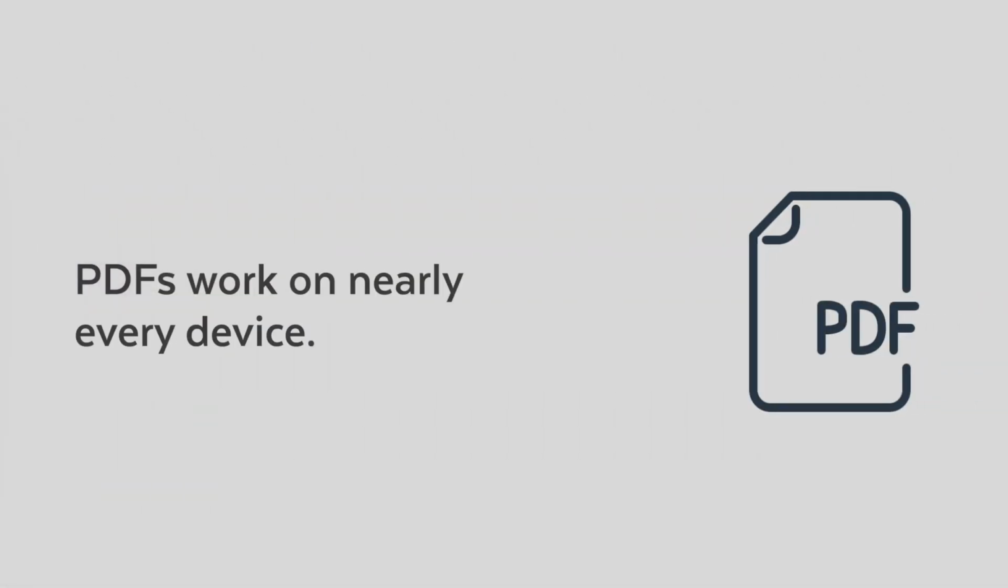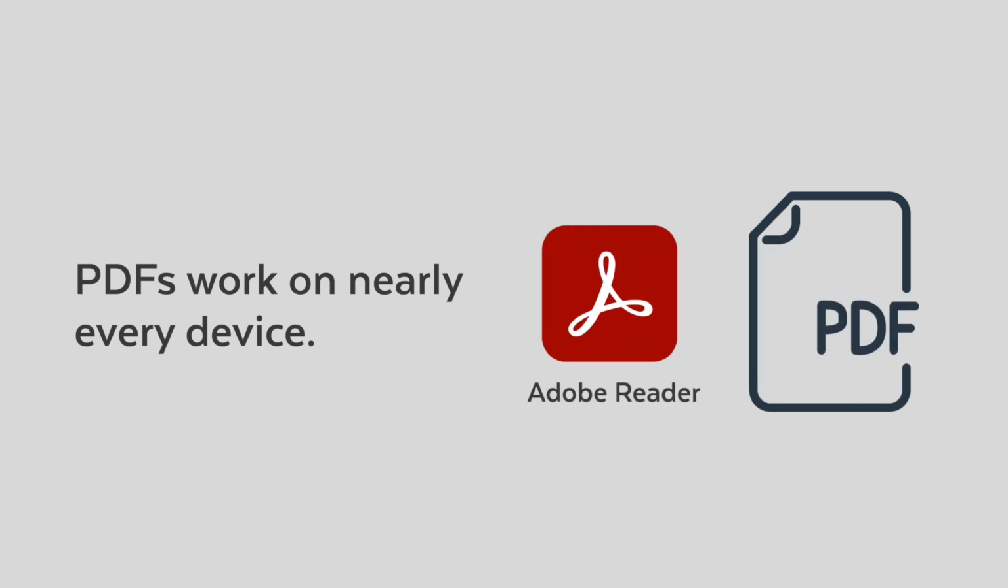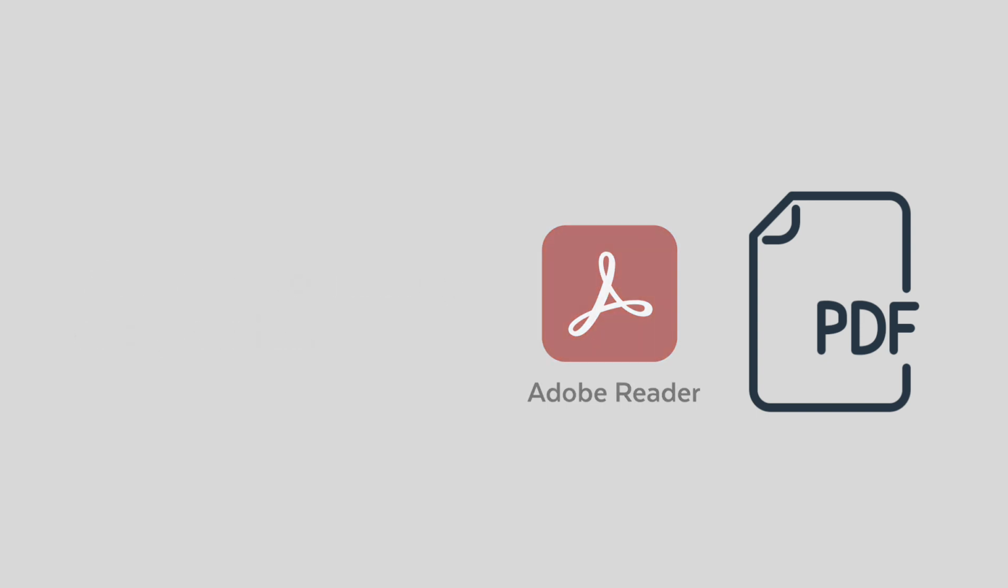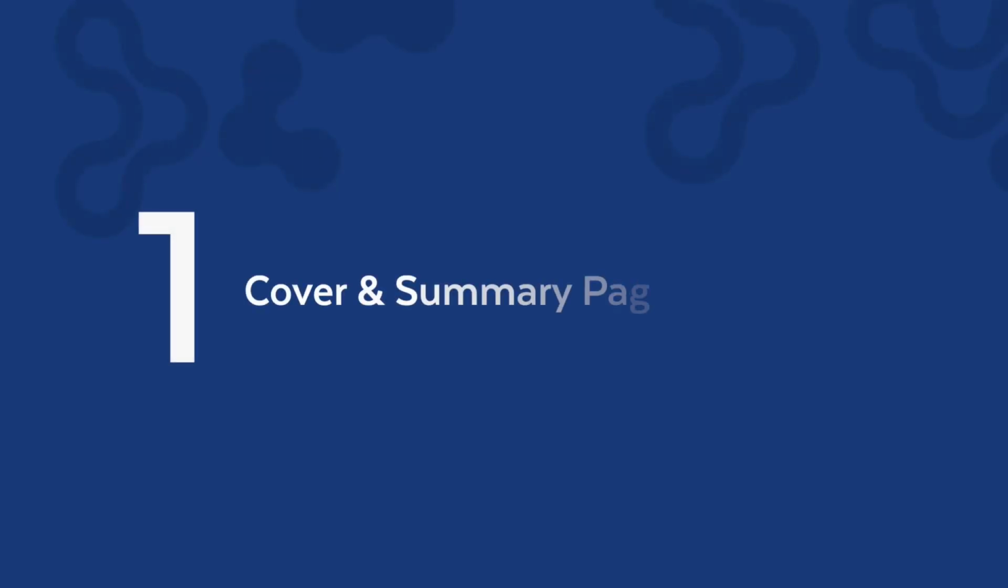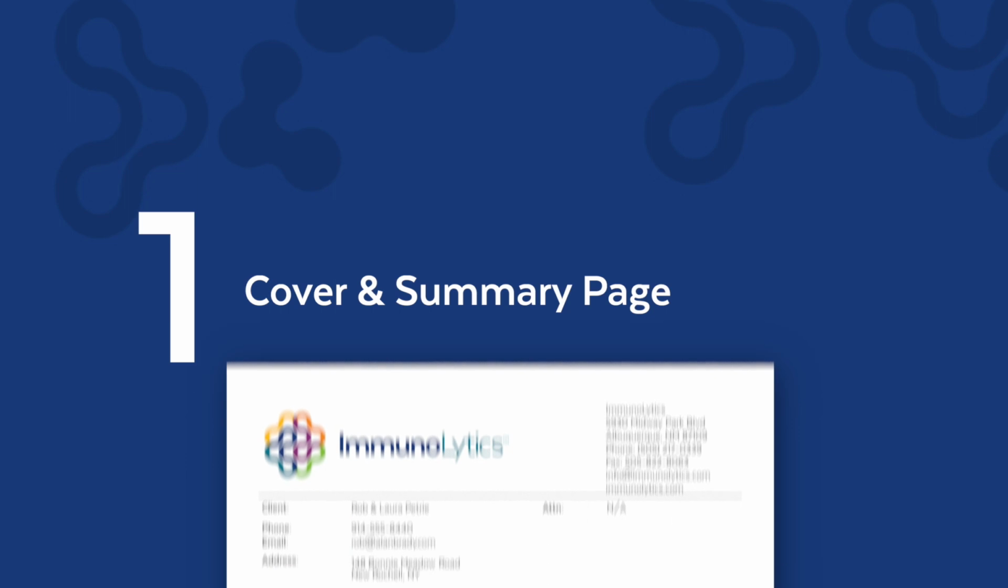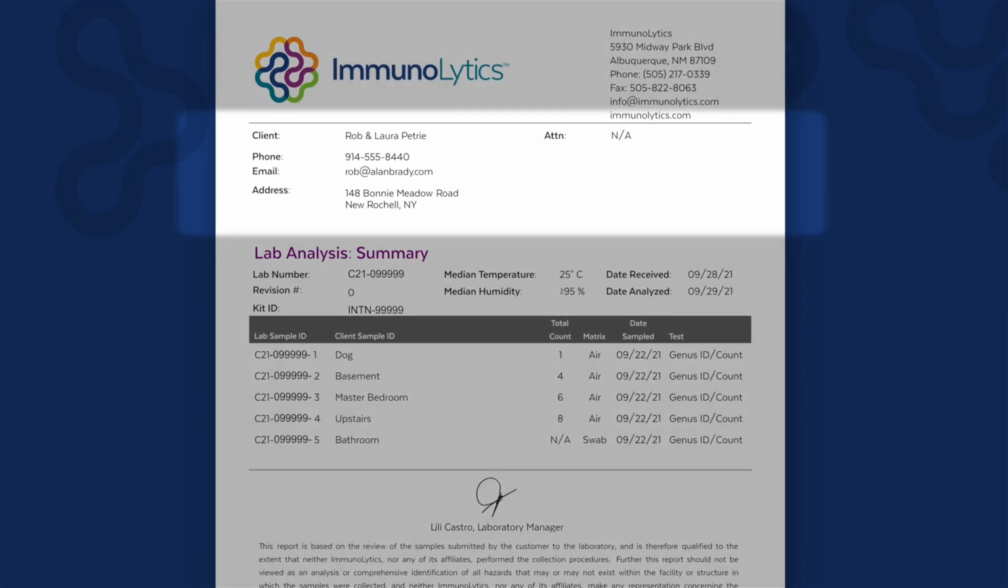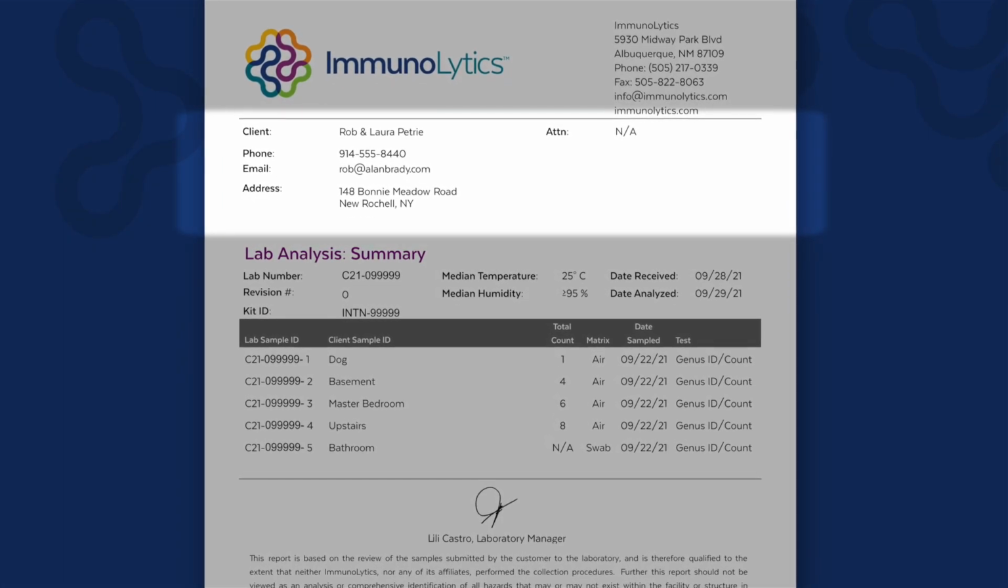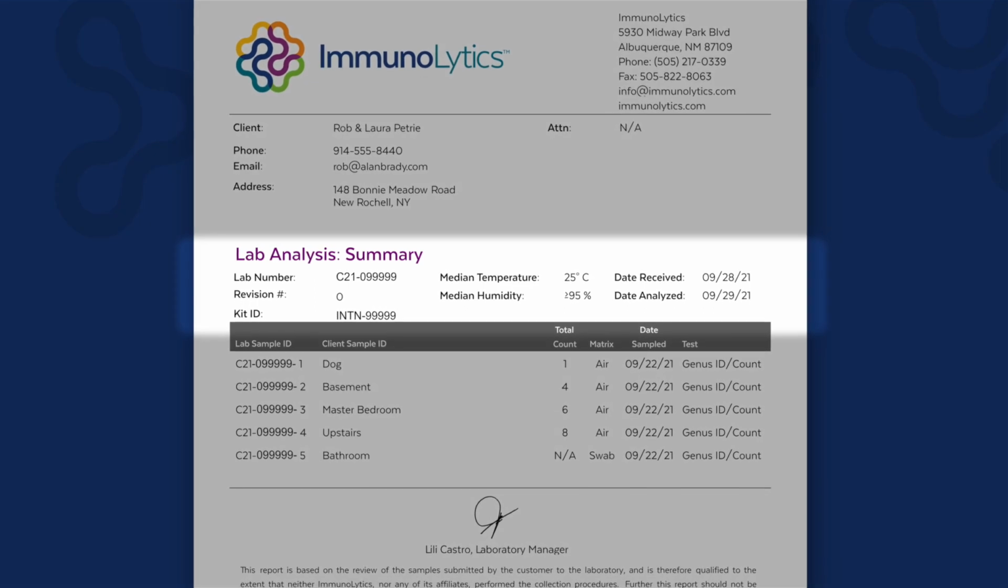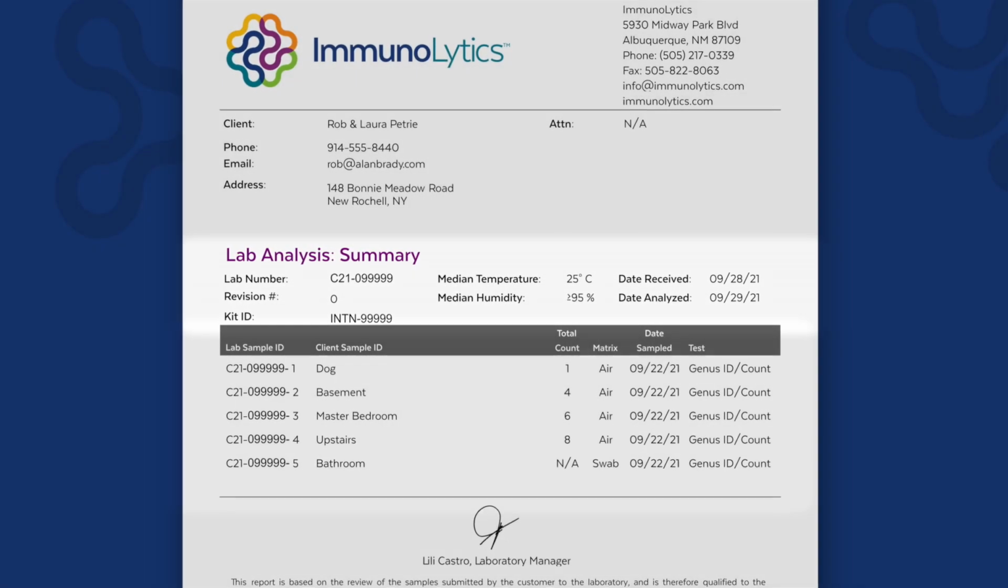PDFs are viewable on nearly any device, but if you have any trouble, download the free Adobe Acrobat Reader from your App Store or search for it online. On the first page of your report, you'll see the information you provided to the lab on your lab processing form, followed by how your samples were handled. And here, a summary of your results.